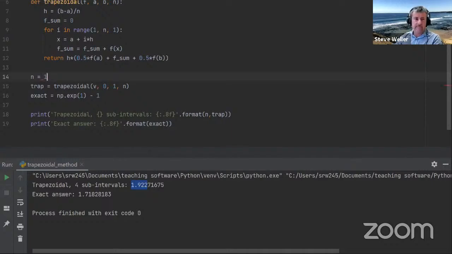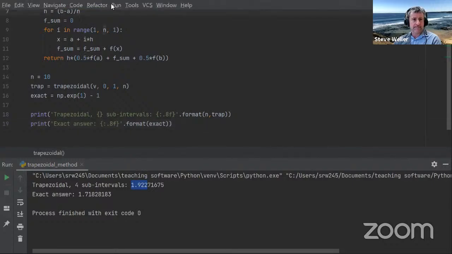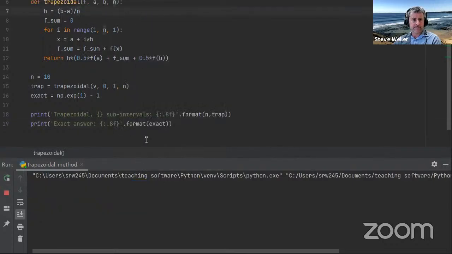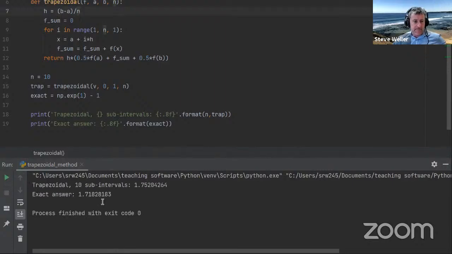Let's make 10 panels and then run the code again. And now we see when we've got 10 subintervals, we get an answer of 1.75, where the actual answer is 1.71, 1.72. So by increasing the number of panels or subintervals, we've decreased the width of the trapezoids, and we've got more of them. So we would expect a better approximation. Sure enough, that's what we see.